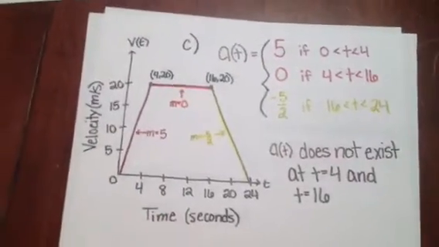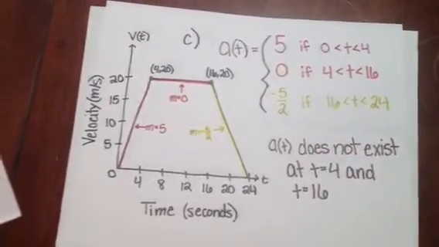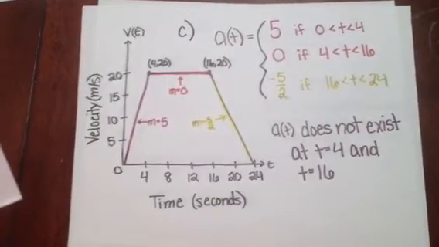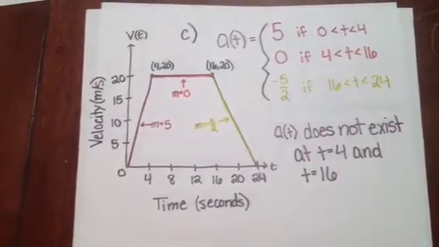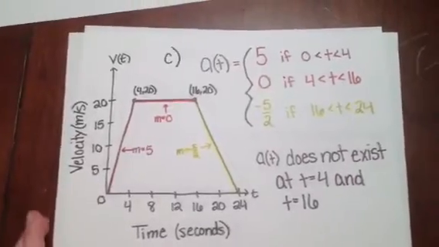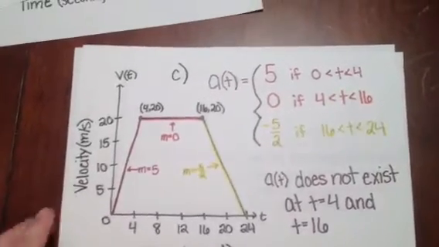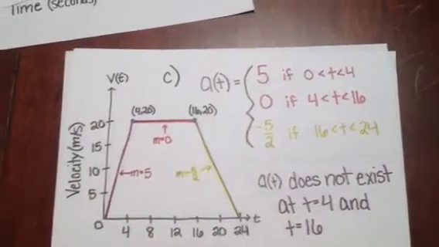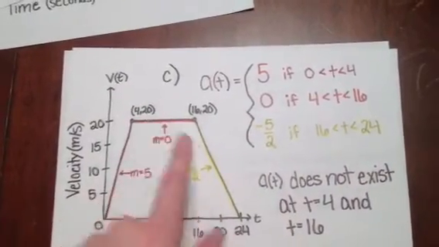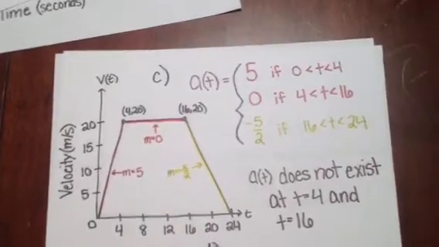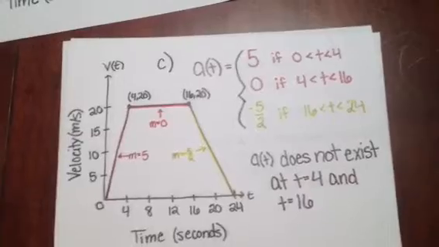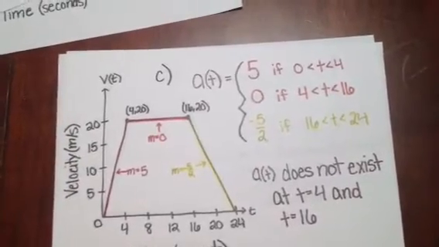For Part C, we were asked to find the car's acceleration in meters per second squared and write a piecewise function for a of t. So to do that, first I found the values 5, 0, and negative 5/2, which are the slopes of the three pieces of the function. And each slope is only consistent over a certain time interval.